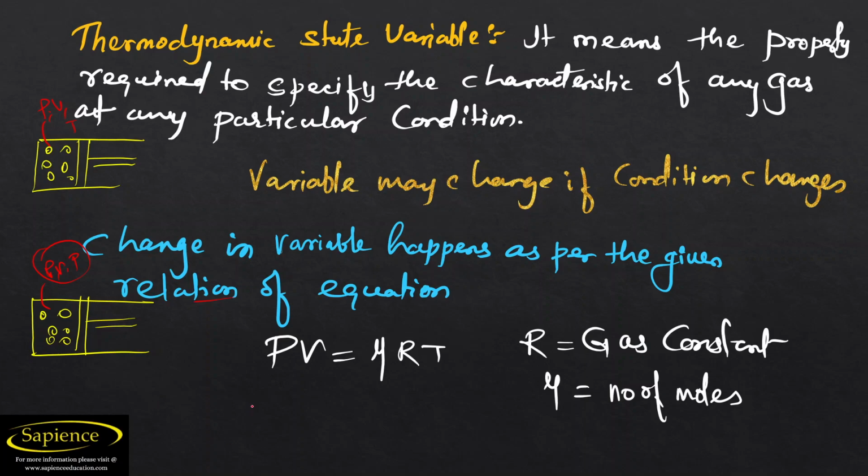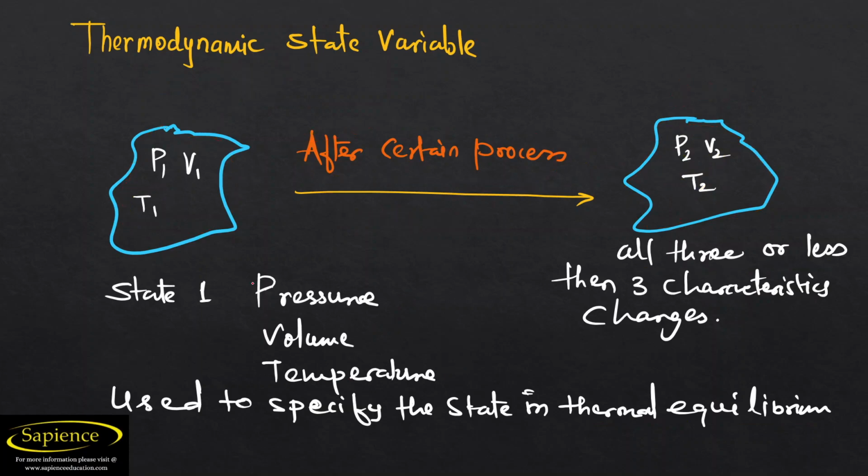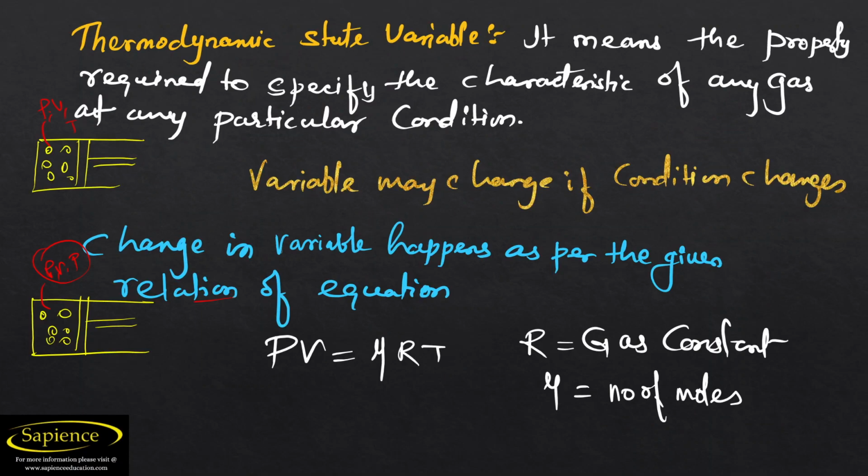Definitely, if there is a certain state with state variables P1, V1 and T1, and if we apply a certain process, it will get converted into pressure P2, volume V2 and temperature T2. So what actually happened? There is a change in the state, and the change in state follows this rule, which is known as the PV relation. PV = mu RT, where R is the gas constant and mu is the number of moles. This relation will be used to find out the changes. As per this relation only, the pressure and volume will change.